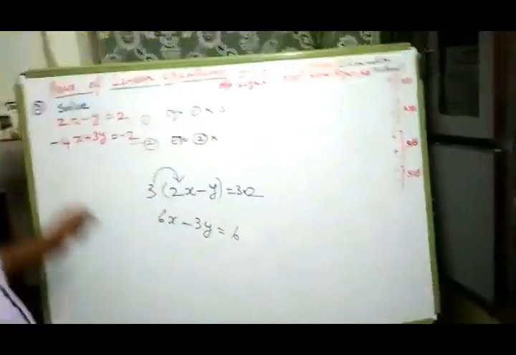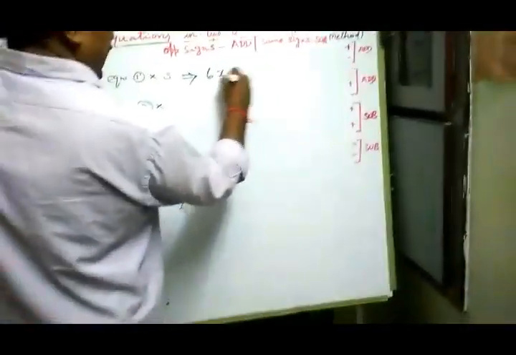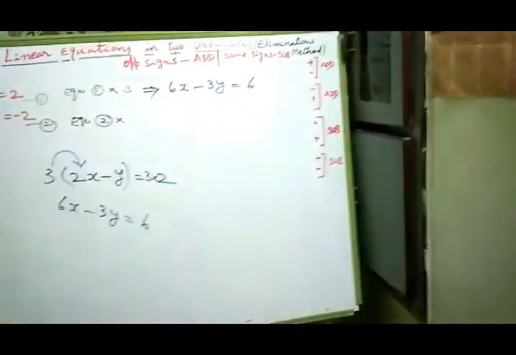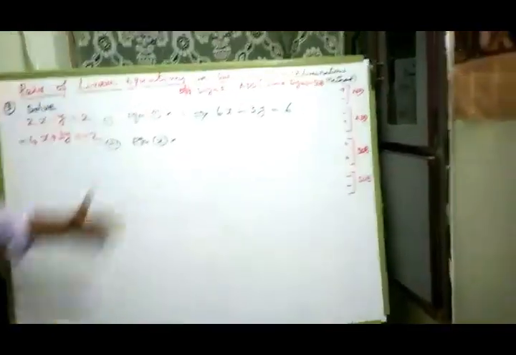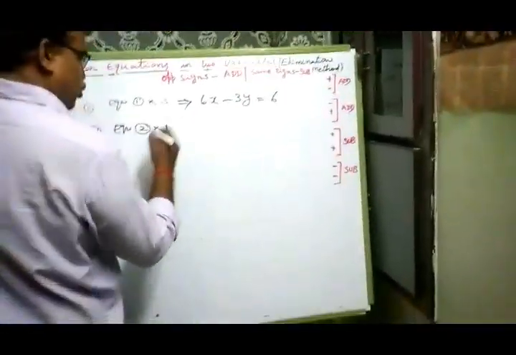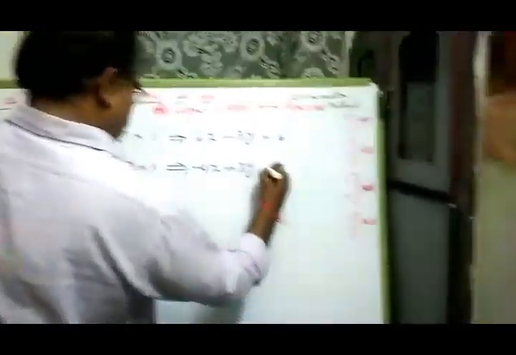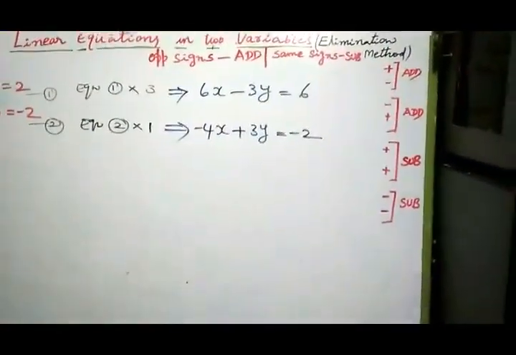Minus is there. 3 2s are 6. Multiplying equation 1 by 3 gives 6x minus 3y is equal to 6. What about equation 2? Already 3y is there, so as it is you can write. But for namesake I am multiplying by 1. That implies equation 2 into 1, as it is I can write minus 4x plus 3y is equal to minus 2.